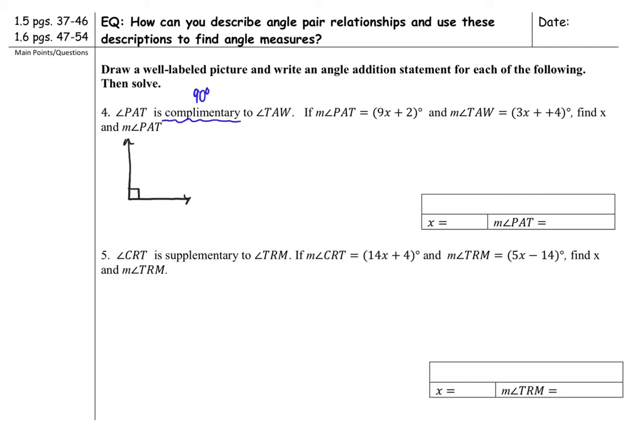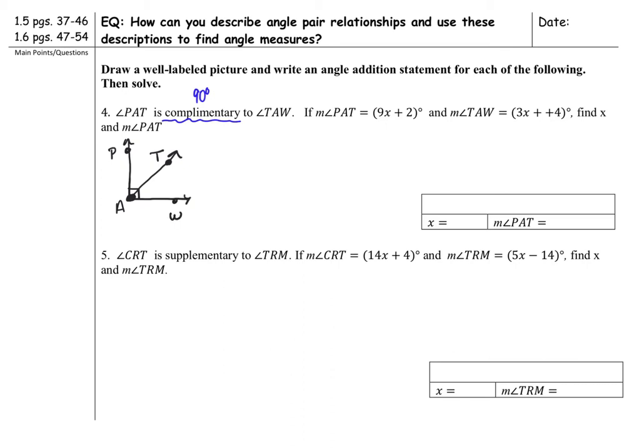So then it tells me that PAT is complementary to TAW. So notice that the A is always in the middle. So that's a dead giveaway that this little point right here is going to be my A. So if I do PA and draw a line over here, label this T, then to get TAW, I have TA, and then I have the W that I can write there.